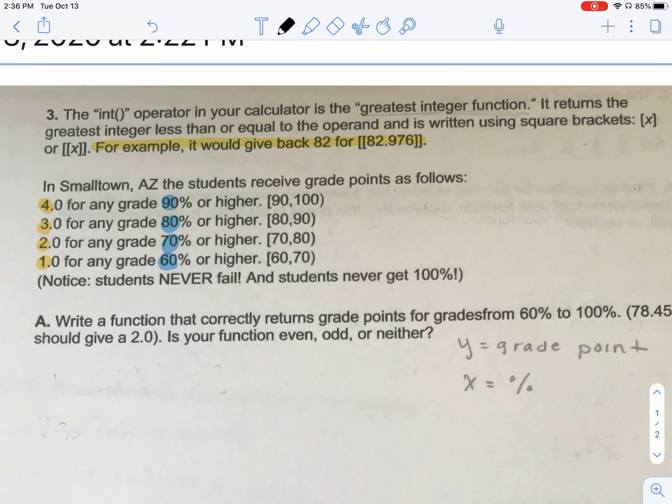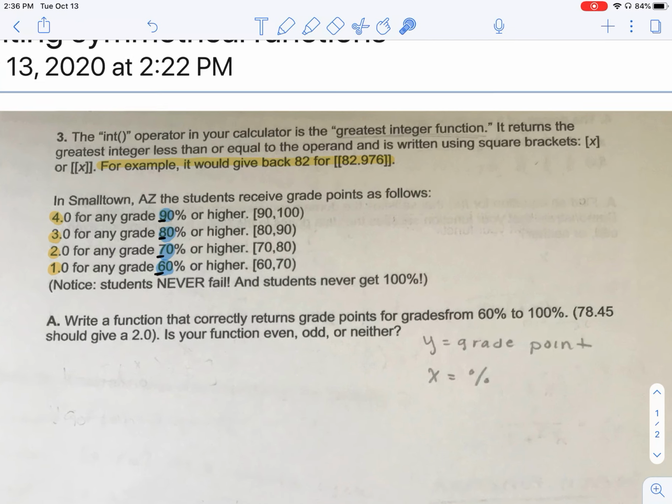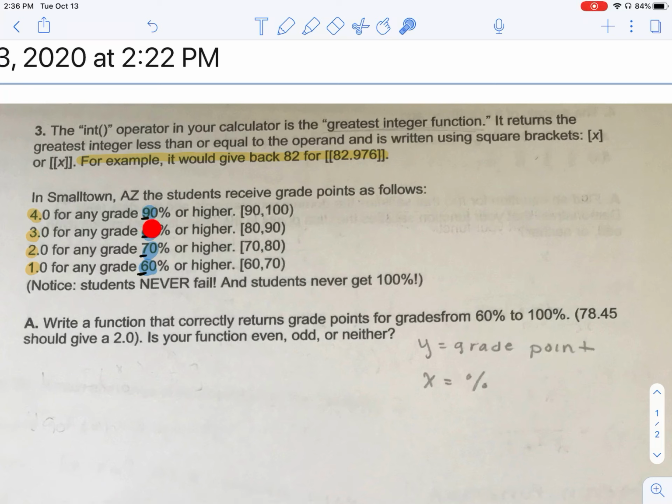I noticed that if I look at the tens digit here and subtract 5, I get the grade point. So for example, 9 minus 5, I get 4. 8 minus 5, I get 3. 7 minus 5, I get 2. And 6 minus 5, I get 1. So I noticed that pattern, but you'll notice that that's only the tens digit, so I can't really subtract by 5. It's technically me subtracting by 50.